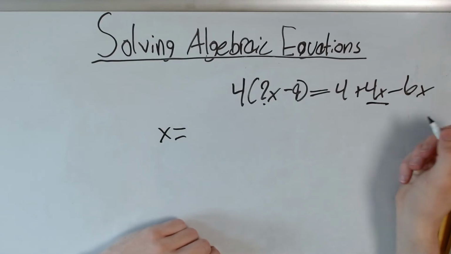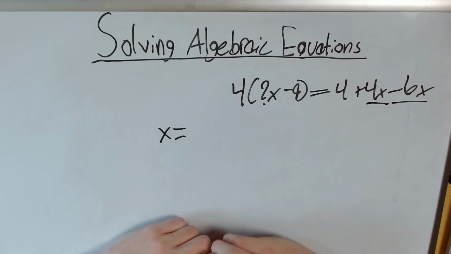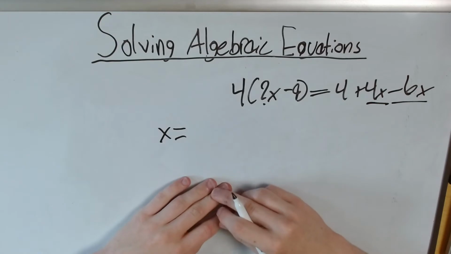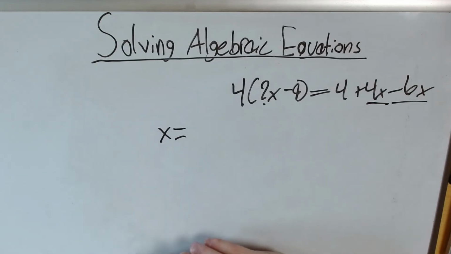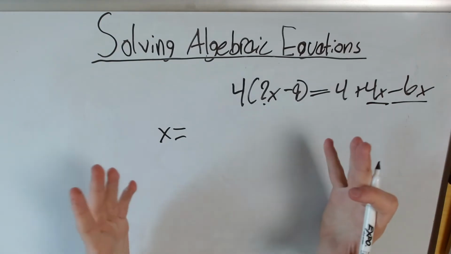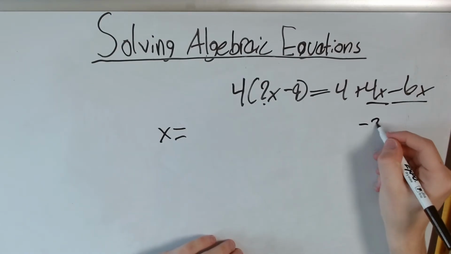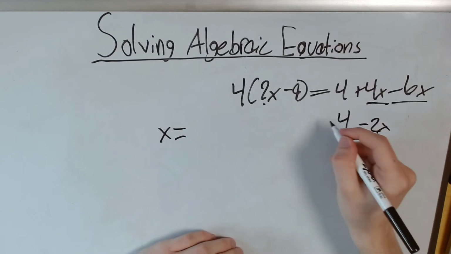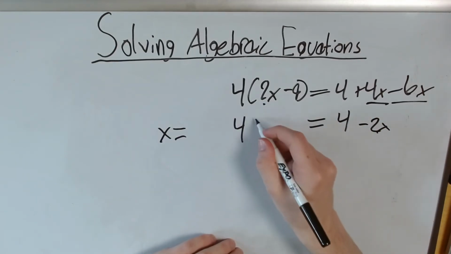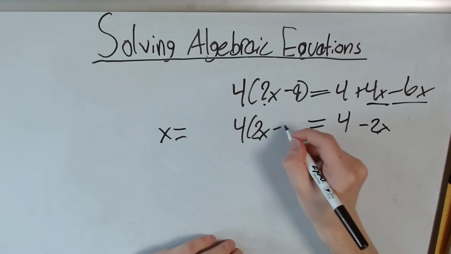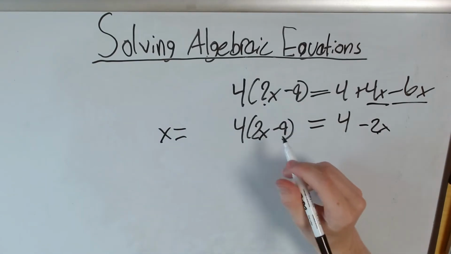See, we have 4x and negative 6x. They both have an x in them. They're common terms. They're like terms. That means we can combine them. 4x minus 6x is negative 2x. So we have 4 minus negative 2x over this mess here.